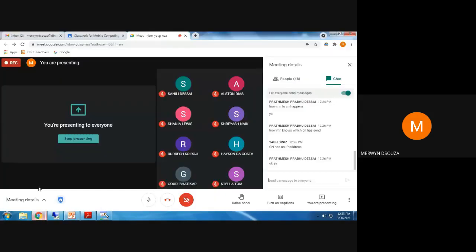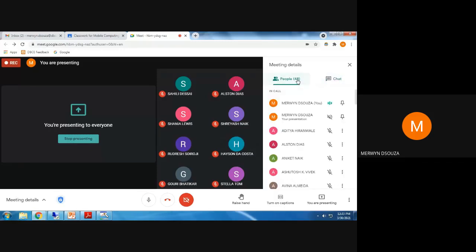Any questions on agent discovery? It's an important question that comes for your exams: explain the process of agent discovery. Then you need to explain both these methods.